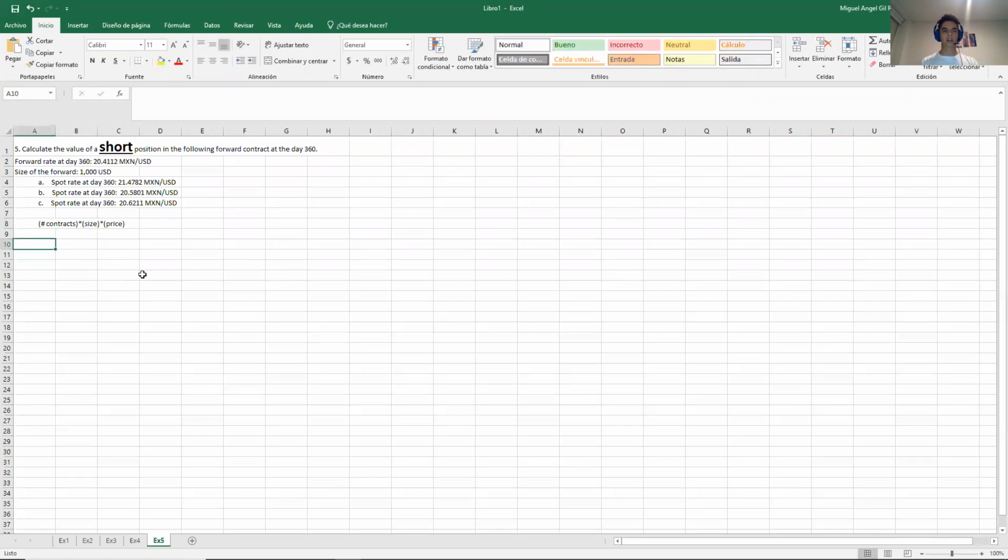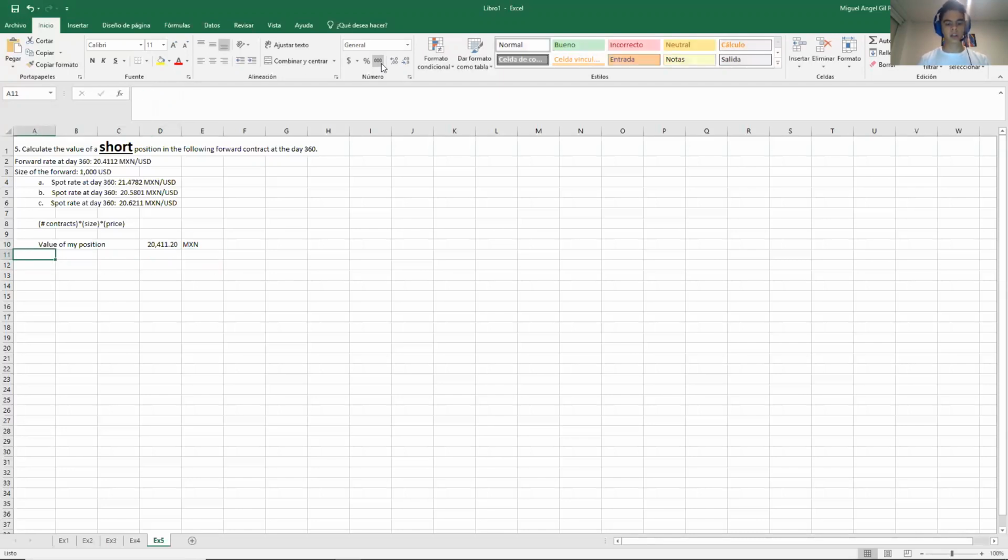So let's begin with the value of my position when I start. To calculate that, I will have to multiply the number of contracts. In this case, it's only one contract. It says a short position contract. So 1 times the size. In this case, the size is $1,000, and times the price, 20.4112. So this is the value of my position. This is in pesos, right?